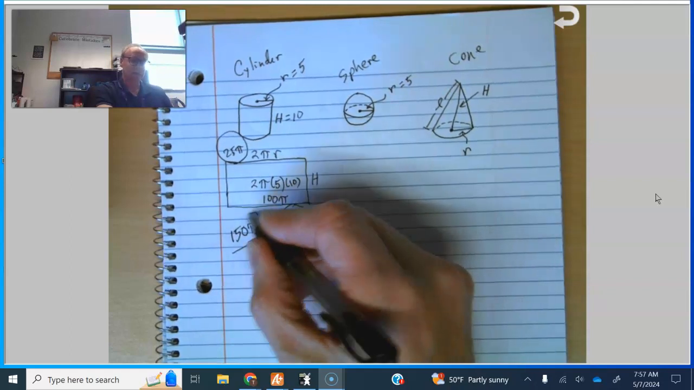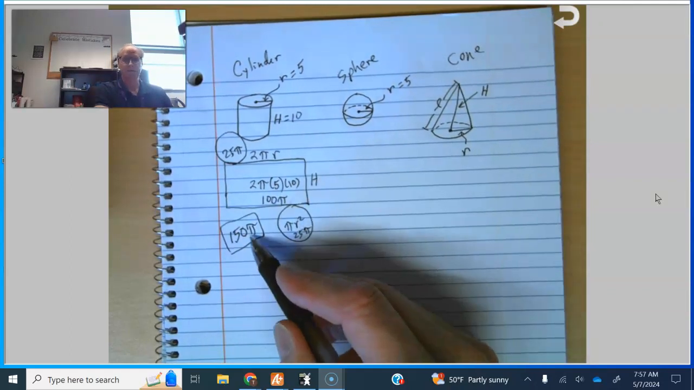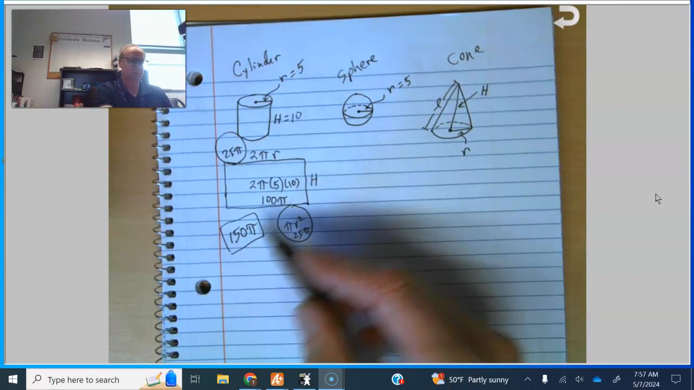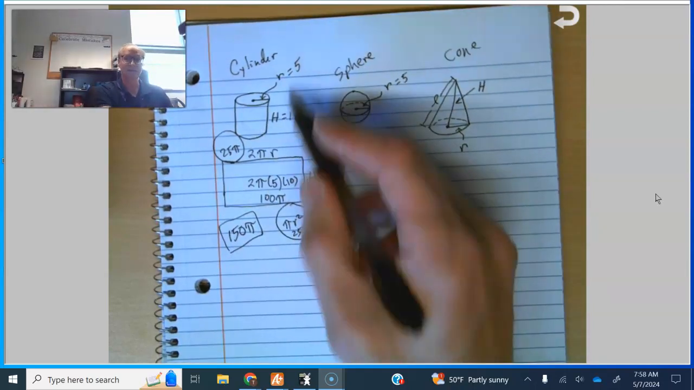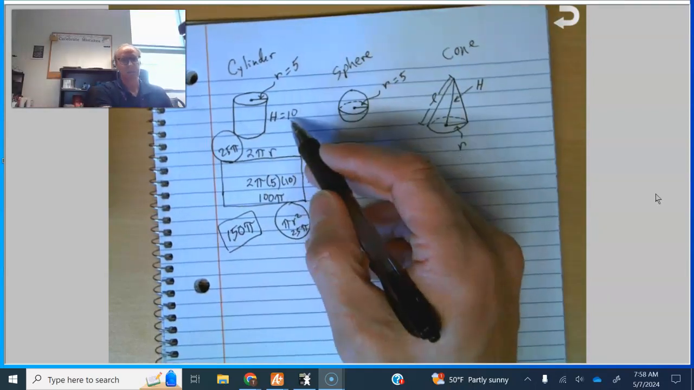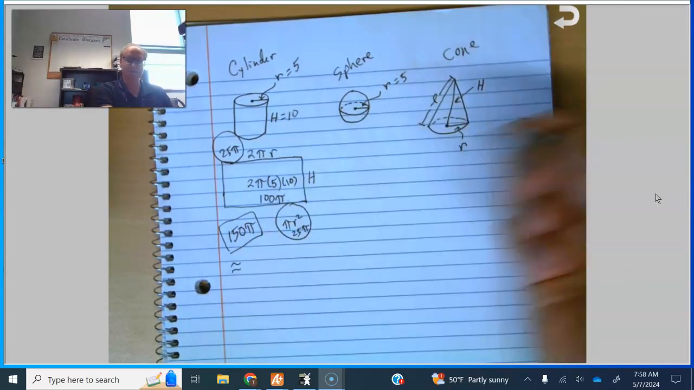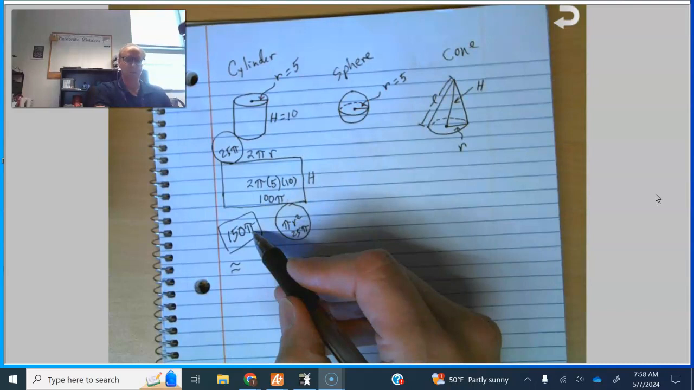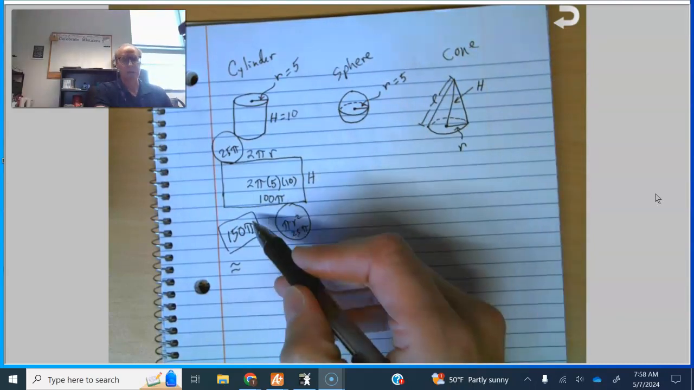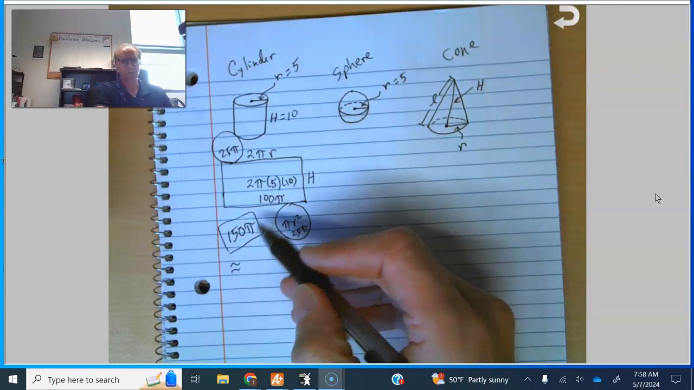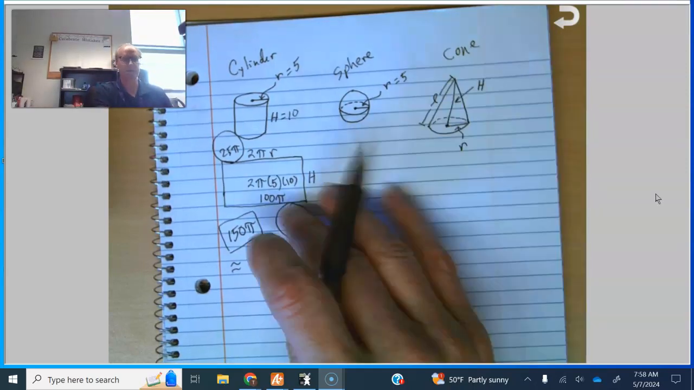Now, this is an exact answer. This is assuming that it's possible to have a cylinder that has these exact measurements. In the real world, that's not possible, and we always use more or less an estimate, and we could use 3.14. If we use the pi key, it's going to be even more accurate. So it's going to be somewhere between 450, 460, something like that.